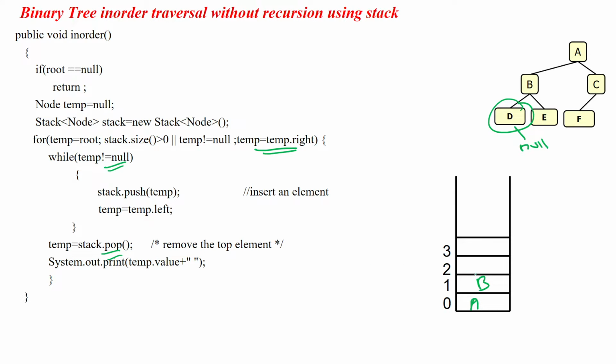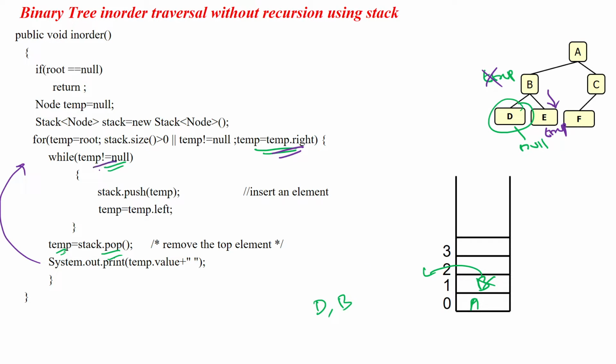Now again we are popping up. So you pop up b. Now already we popped up d, now we are popping b. So once you popped up b, then that is becoming the temporary. Now then again we have to go to the for loop. Again temporary equal to temporary dot right. So temporary dot right is this one, that is updated as the temporary. So e becomes temporary.